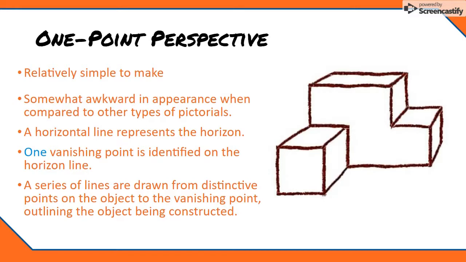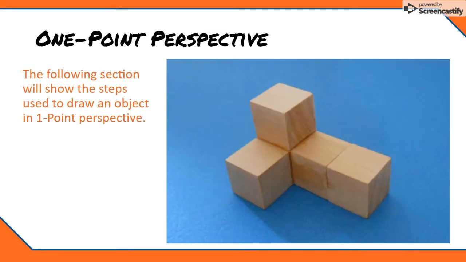One-point perspectives are relatively simple to make, but they're somewhat awkward in appearance when compared with other types of pictorials. A horizontal line represents the horizon. One vanishing point is identified on the horizon line. A series of lines are drawn from the distinctive points on the object to the vanishing point, outlining the object to be constructed. The following section will show the steps used to draw an object in one-point perspective.